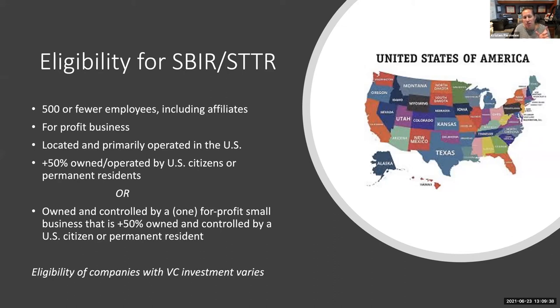Now that affiliates clause is really important, especially when we're talking about startups that may receive investment from outside organizations. The example I like to use with this is I had a client who was a university faculty member who started a company, and a very large hospital chain invested in the startup. They held less than 50% ownership, just about 40%, but the SBA ruled that that was considered an affiliate, and therefore the small business had to include the large hospital chain's employees as their affiliates, and it knocked them out of eligibility. So just pay close attention to that affiliates rule.